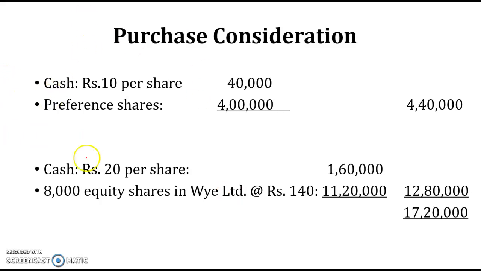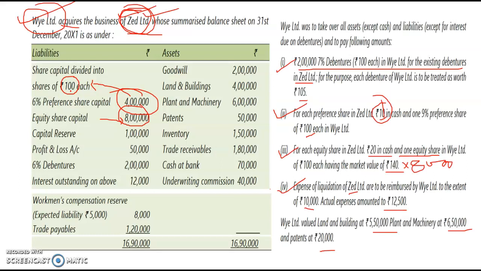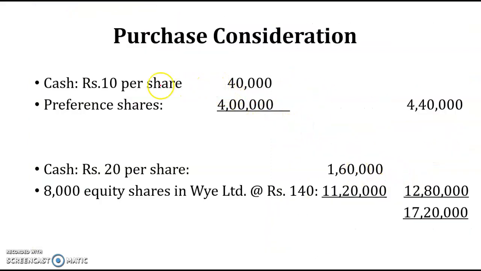Here you can see how the things that I have already discussed in the previous slide, where I have talked about how the cash is being paid, how the cash is paid in case of preference shares, and how even 9% preference shares are paid, and in case of equity shares, how the cash is paid and how the equity shares are paid. So you see, at first, rupees 10 into 4,000, we get 40,000.